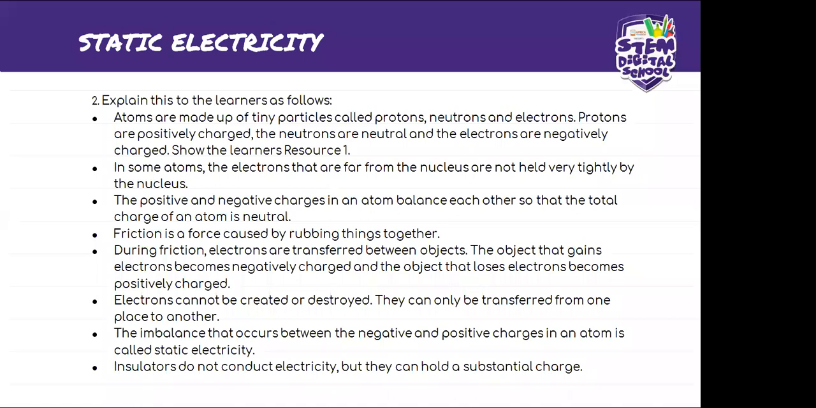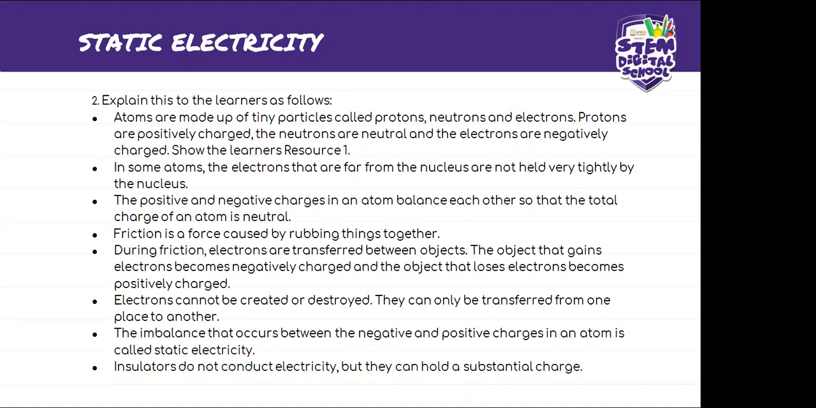In some atoms, the electrons that are far from the nucleus are not held very tightly by the nucleus. So what it means is that we said electrons move around the nucleus. If you have electrons that are far away from the nucleus, then the force of attraction between the nucleus and the electron is not that great. The positive and the negative charges in an atom balance each other so that the total charge of an atom is neutral. So we are now explaining the same diagram we went through.